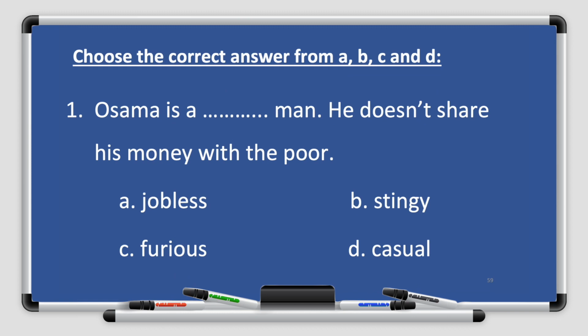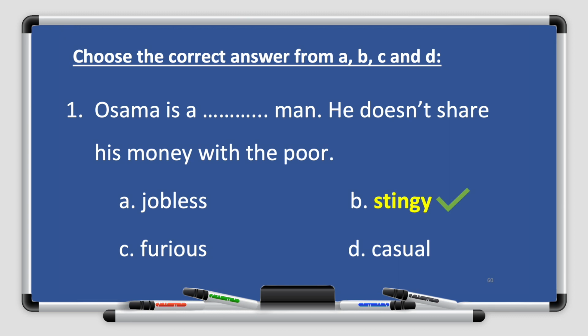Now let's move on to a quick vocabulary exercise to check out your understanding of the new vocabulary. Let's start with question 1. Osama is a man. He doesn't share his money with the poor. Jobless, stingy, furious, or casual.